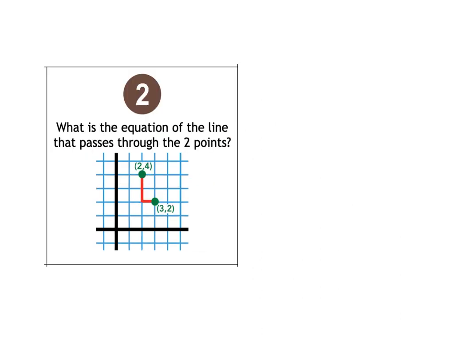Question number 2 asks us to find the equation of the line that passes through these 2 points. This time the 2 points are 2, 4 and 3, 2. We can find the slope because we can see that the rise is going to be -2 and the run is going to be 1. So we'll have a slope of -2 over 1, or just -2.